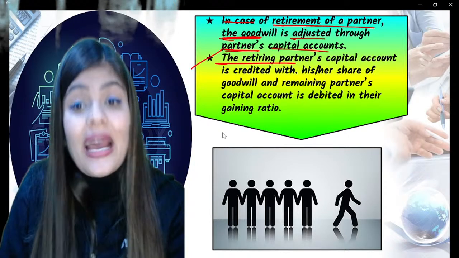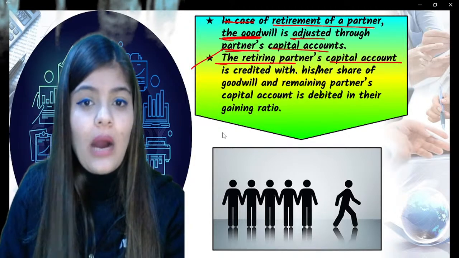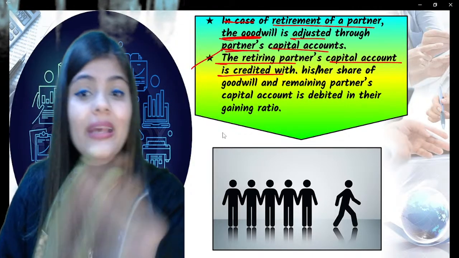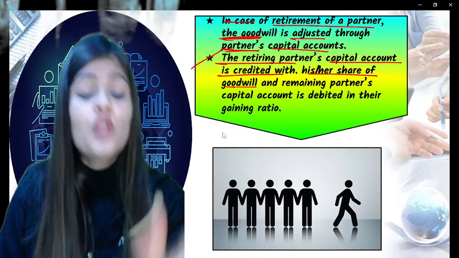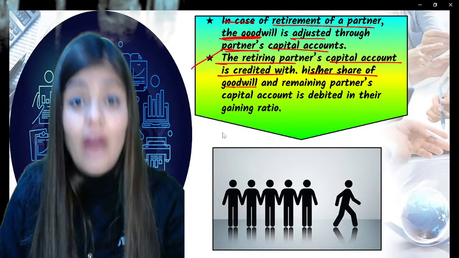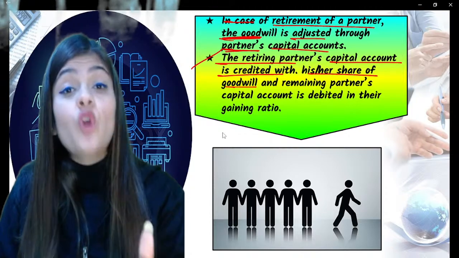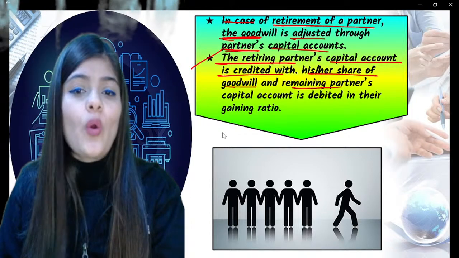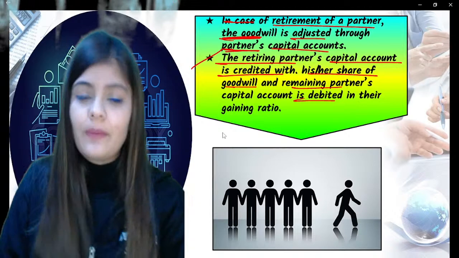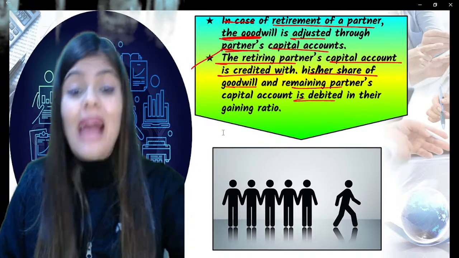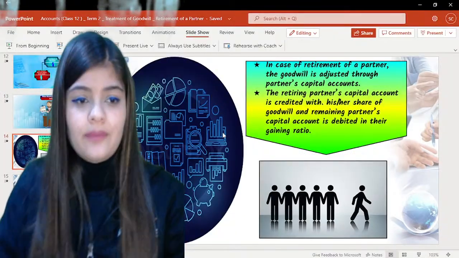Now, the retiring partner's capital account is credited with his or her share of goodwill. जो भी retiring partner होगा वो credit हो जाएगा और जो भी remaining partners होंगे वो debit हो जाएंगे. Let me add a blank slide to explain this.